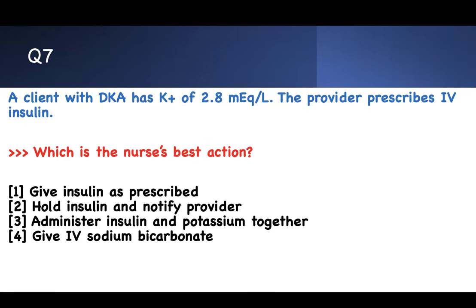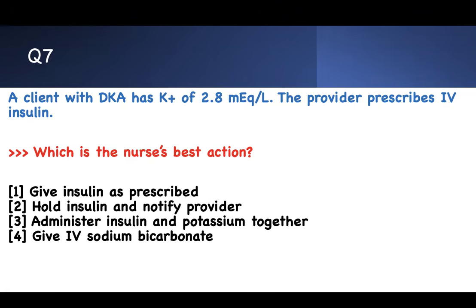This is another one, strategy. What is the next best action? What is the overall management of this, which will improve the individual? It's not first action. A client with DKA has potassium of 2.8. The provider prescribed insulin. What would you do? Give them insulin as prescribed. Hold insulin and notify the provider. Administer insulin and potassium together.